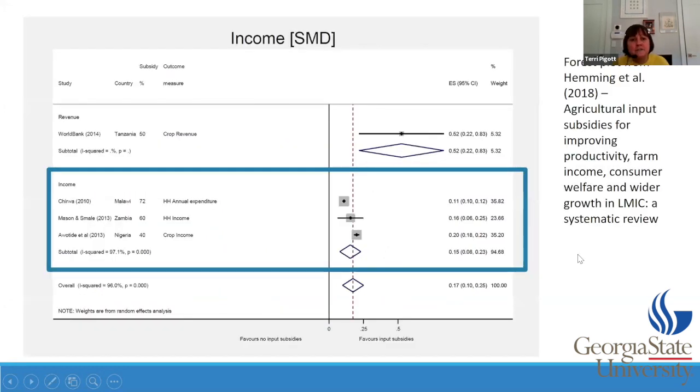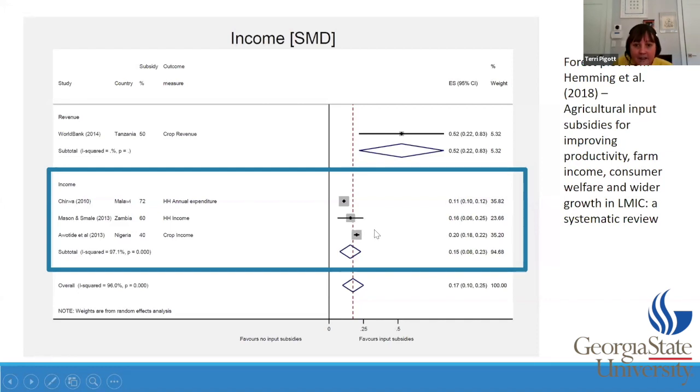A second way we do that is by producing what we call forest plots. So here I want you just to focus on the middle part here in the blue box. This is a forest plot from a Campbell Collaboration review that's looking at agricultural input subsidies for improving productivity, farm income, and other things. And this is just three studies that look at the impact of agricultural input subsidies on farm incomes in Malawi, Zambia, and Nigeria. What this picture shows us is the individual effect sizes for three studies. And let's look at this middle study. If you can see, there's a little diamond in the middle. That is the mean effect size for that study. And then the whiskers are the confidence interval for that study.